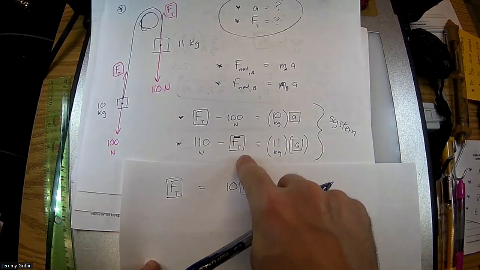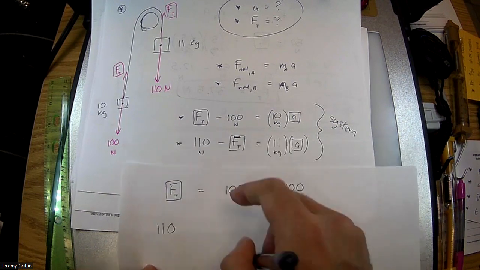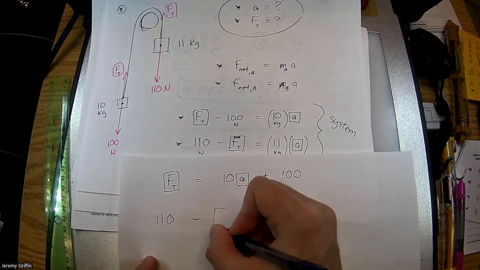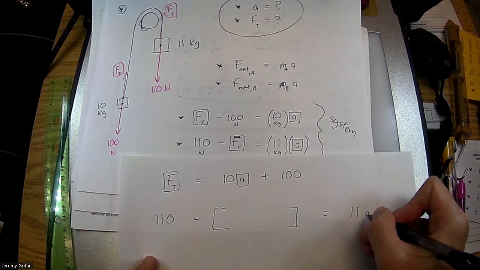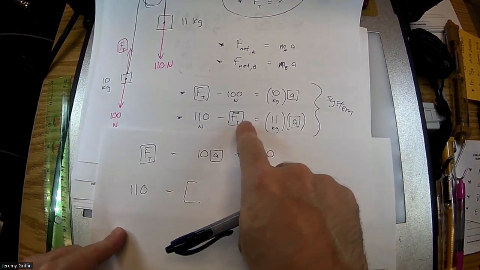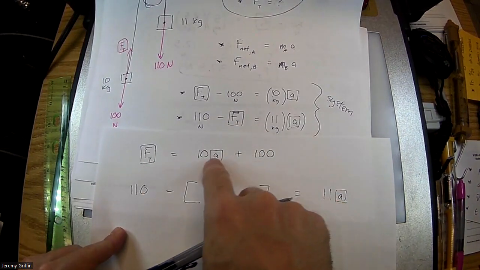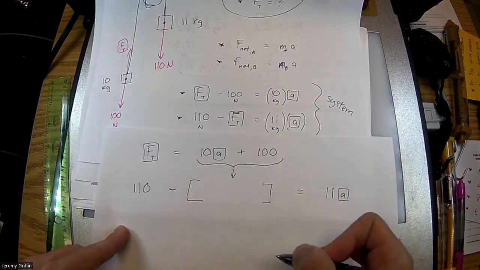And then this other one, I got 110 newtons minus that tension force equals 11 kilograms times acceleration, right? But that tension force shows up right here, right? Well, from the first expression, I rearranged it and got this value right here. So I can take this and just substitute right there.